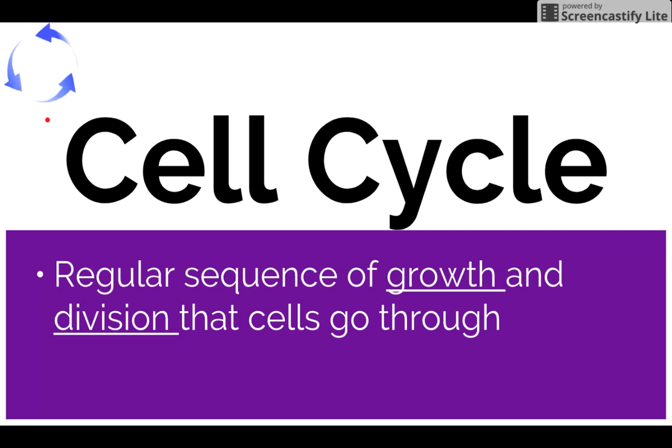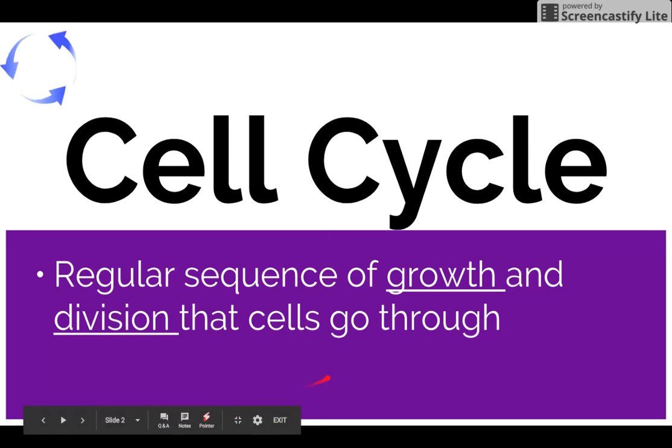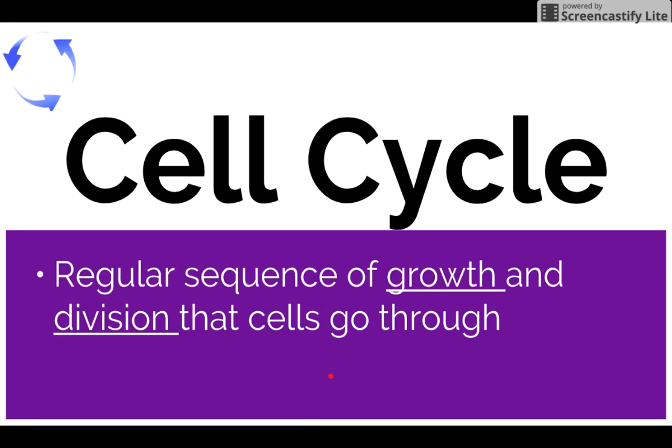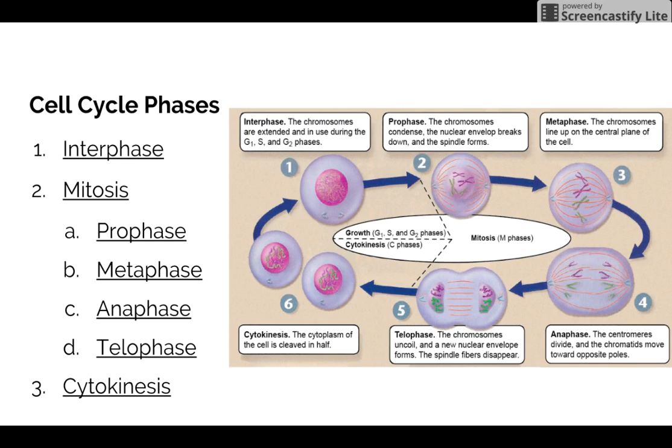Anytime we talk about a cycle, that means it's going around and around, going through the process over and over again. So the cell cycle is a regular sequence of growth and division that all cells go through. These cells are constantly growing and constantly dividing. They grow, they divide. They grow, they divide.